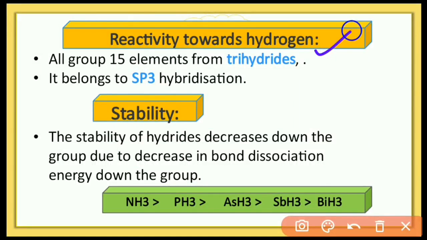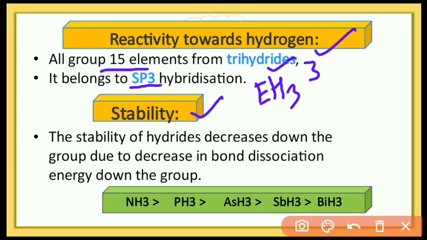Reactivity towards hydrogen. All group 15 elements form trihydrides because group 15 elements have valency 3. So all elements of group 15 form trihydrides. The general formula is EH3, and its hybridization is sp3. So all trihydrides have sp3 hybridization.